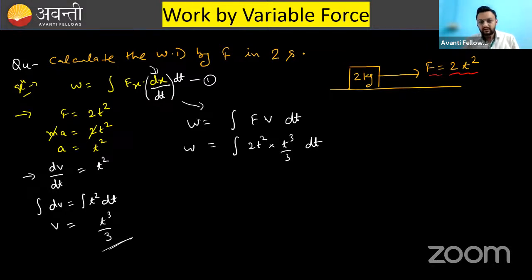Now it's very simple to calculate. We are asked to calculate the work done in 2 seconds, so the limit will be 0 to 2. Now you can easily solve it. 2 by 3 is a constant. This term will be t raised to the power 5. If you integrate it, it will become t raised to the power 6 divided by 6. Limit is 0 to 2. Am I too quick to integrate that? t square into t cube means t raised to the power 5. If I integrate it, it becomes t raised to the power 6 divided by 6.